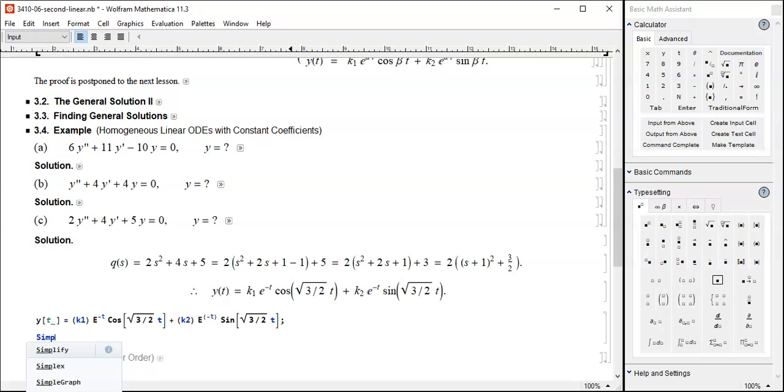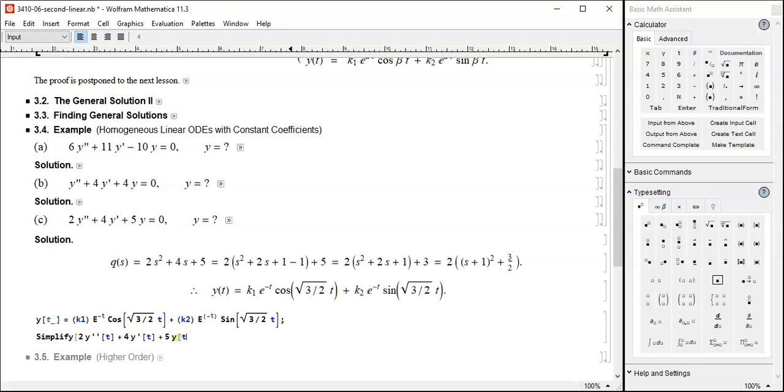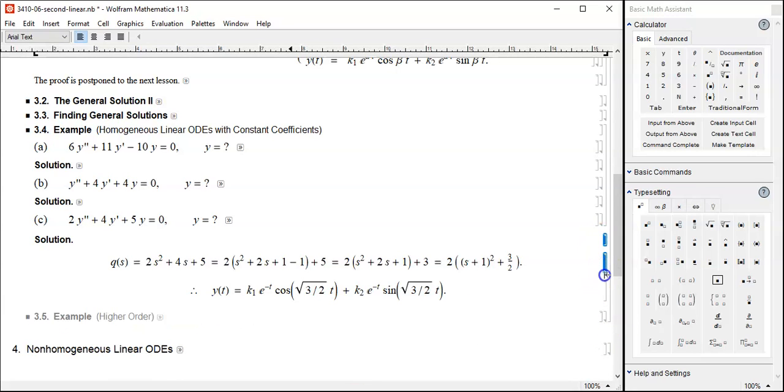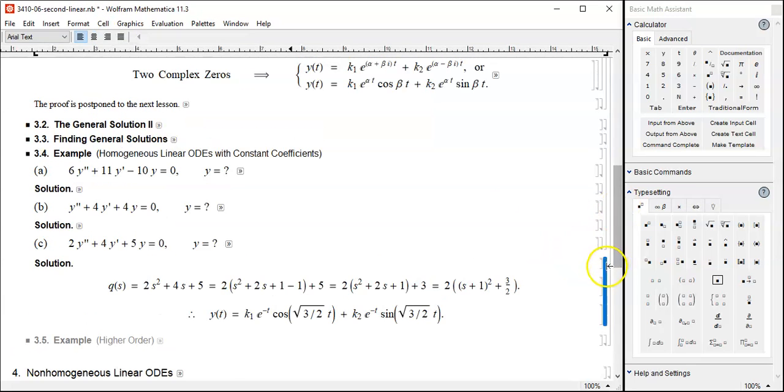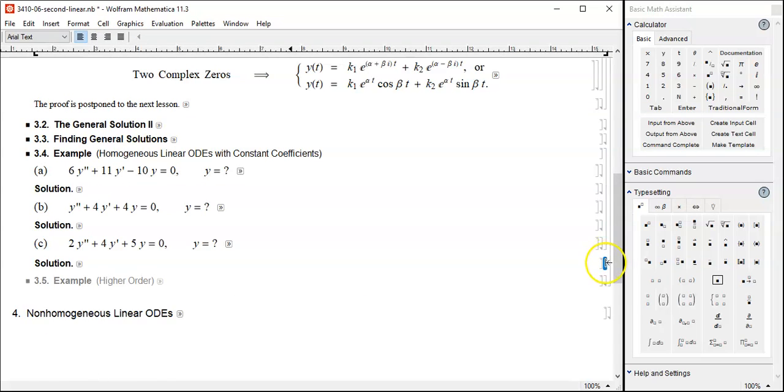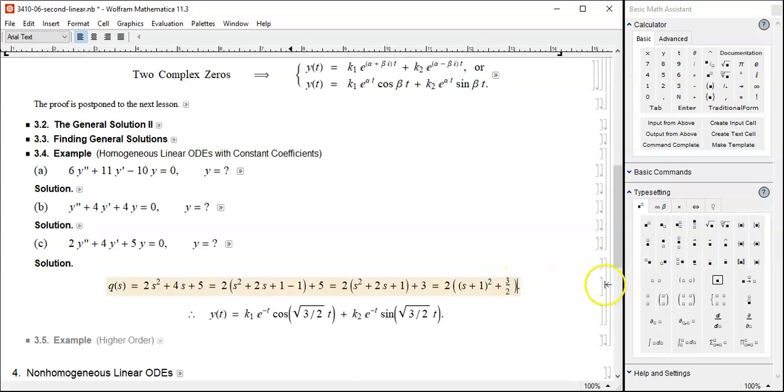And then simplify the left-hand side here. 2y double prime of t plus 4y prime of t plus 5y of t. Am I going to get the right-hand side? Yes, I did. So I did it right. Okay, we went through 3 solutions and they're all straightforward. The last problem may have a bit of computation, but all those computations were in algebra, so no, not really.